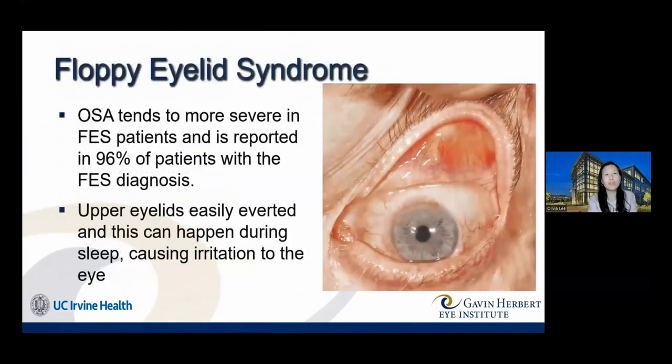So let's start with floppy eye syndrome. This is a condition where the laxity of the upper eyelid is so loose that with very simple pulling, the upper eyelid will flip over or evert itself. This happens commonly during sleep. If this happens chronically, it will lead to irritation, dryness, and redness of the eye. Some of these patients can wake up with severe pain because the eye has rubbed against the pillow while they have been asleep. This tends to be more severe in patients with more severe sleep apnea.